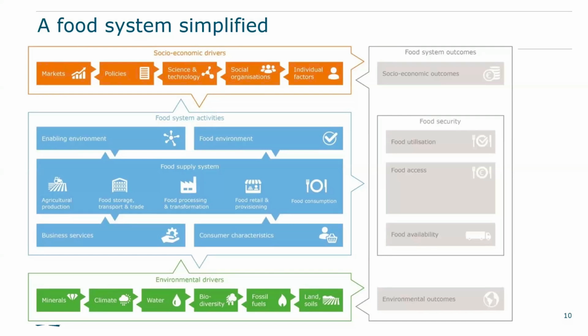So if we put all of this together, that's what we will look at in a food system analysis. So not only the value chain, but much more its broader context, its drivers, and its key outcomes.